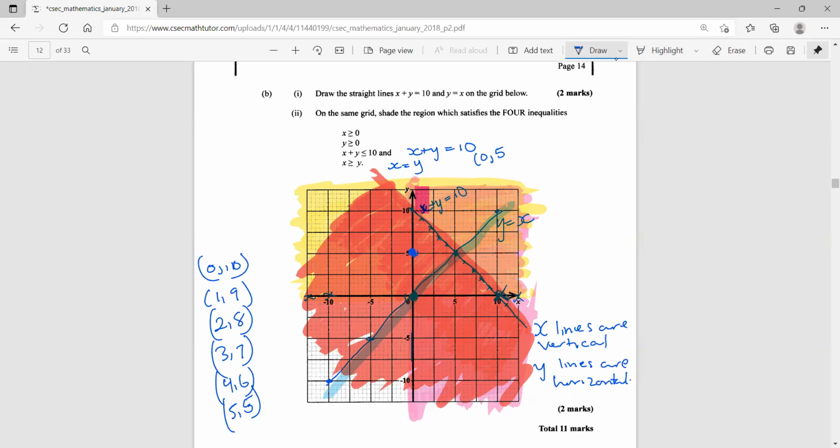So x and then y. You will lose marks if you don't pay attention to those things. So 0 and 5, the x first. So what is the next? Give me a next coordinate here. What coordinate is this?